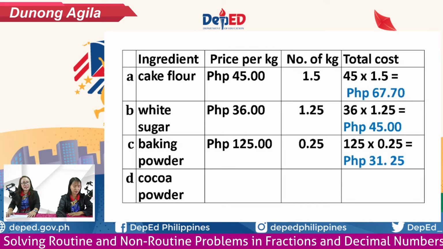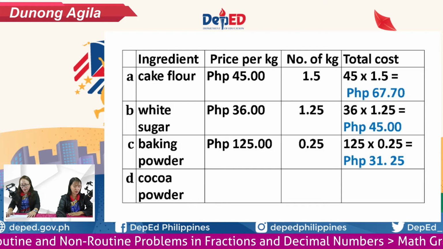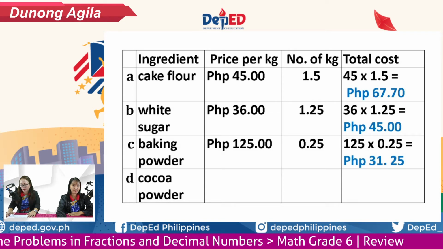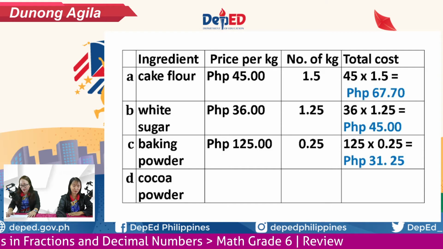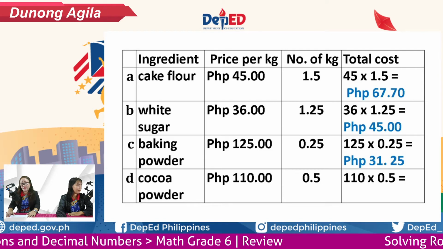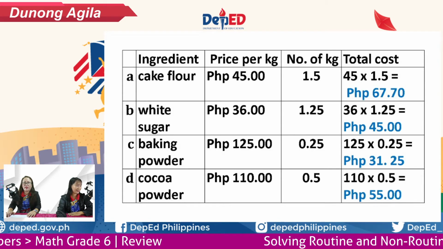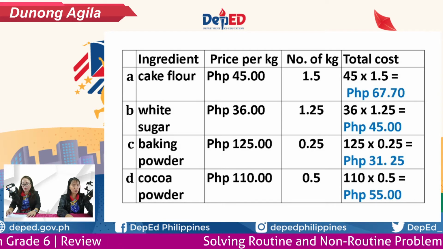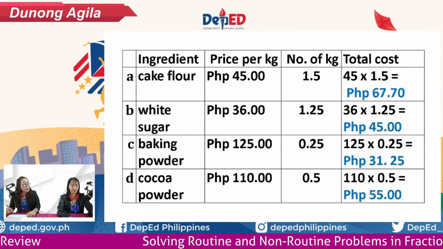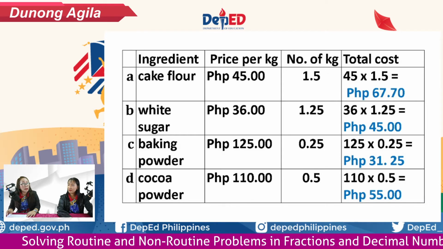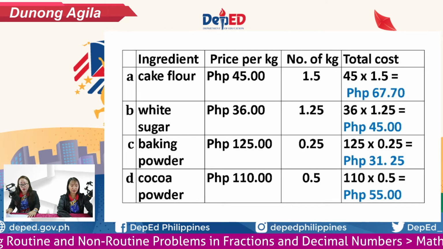And then for the last ingredient, cocoa powder. The cost per kilogram is 110 pesos at bibili lang siya ng 0.5. So, multiply 110 by 0.5. So, ang babayaran niya is 55 pesos. Okay, nakompleto na natin yung ating table. Ma'am Tin, yung una nating question, definitely, this is an example of a routine problem. How about the second question?